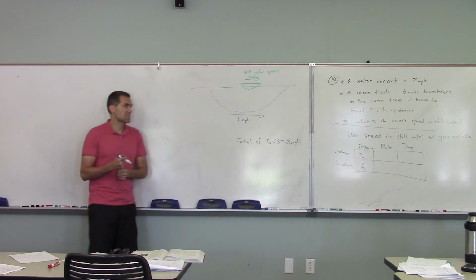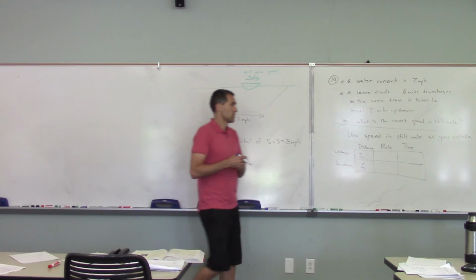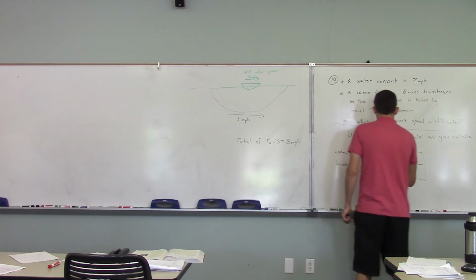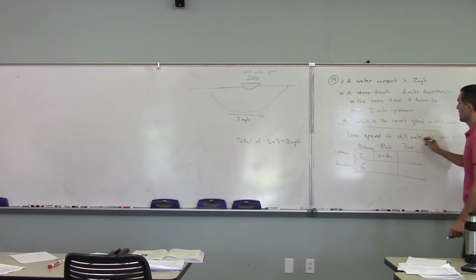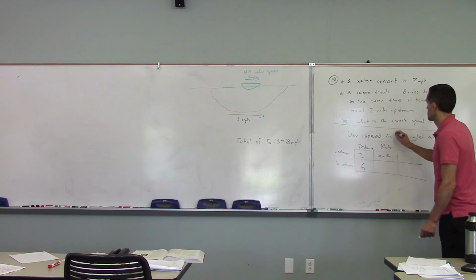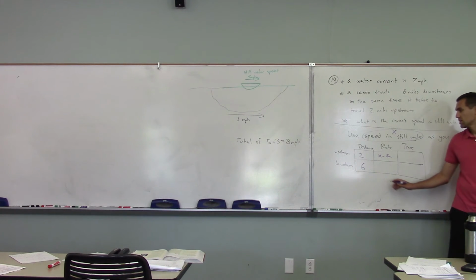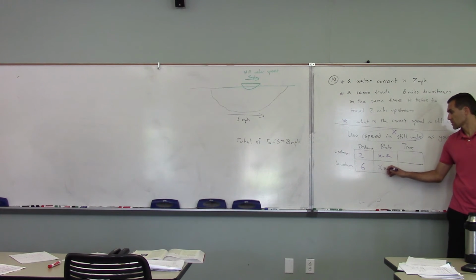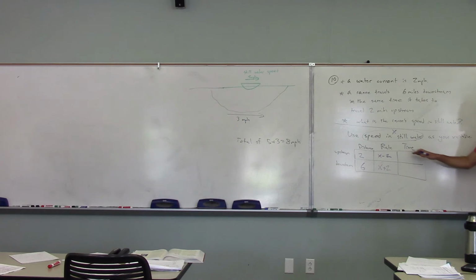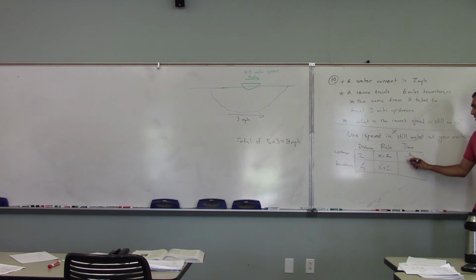Okay, so it's my rate upstream. x minus 2. Yeah, exactly, x minus 2, because speed in still water is my x. Okay, and then downstream is? x plus 2. Exactly. So what's my time it takes for my upstream journey? 2 divided by x minus 2. Yeah, and the other one? 6 divided by x plus 2.